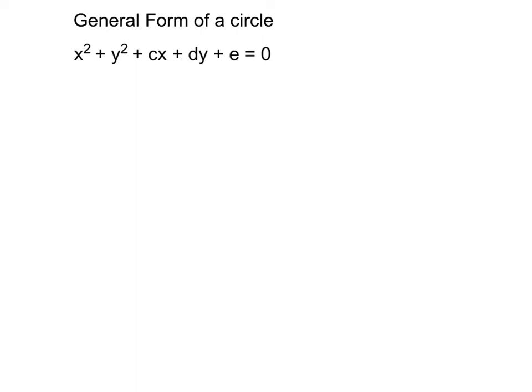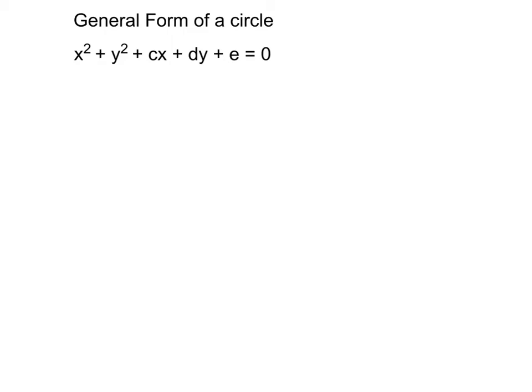Okay, now let's talk about the general form of a circle. We talked about center radius form, which is the one where you can graph and you get the most information from it. General form of a circle is when everything's multiplied all the way out. So general form is x squared plus y squared plus cx plus dy plus e equals 0.